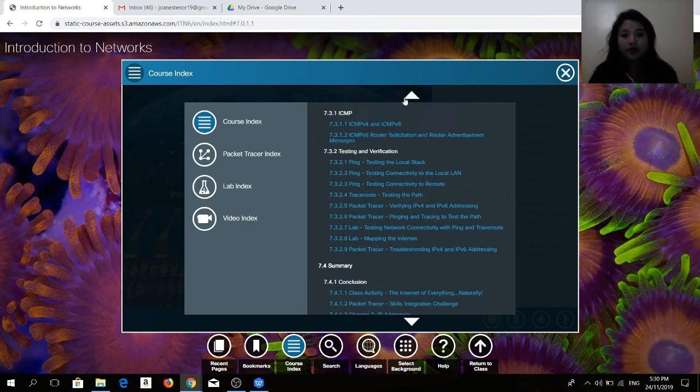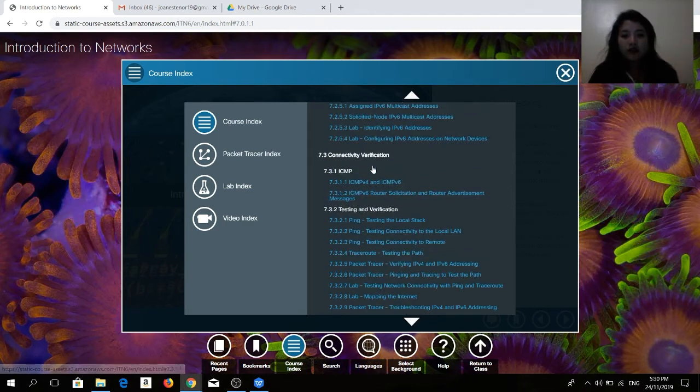connectivity verification. Under it, we have ICMP, then under it, ICMPv4 and ICMPv6. Then ICMPv6 router solicitation and router advertisement messages. Testing and verification, testing the local stack, testing connectivity to the local LAN, testing connectivity to remote, traceroute.